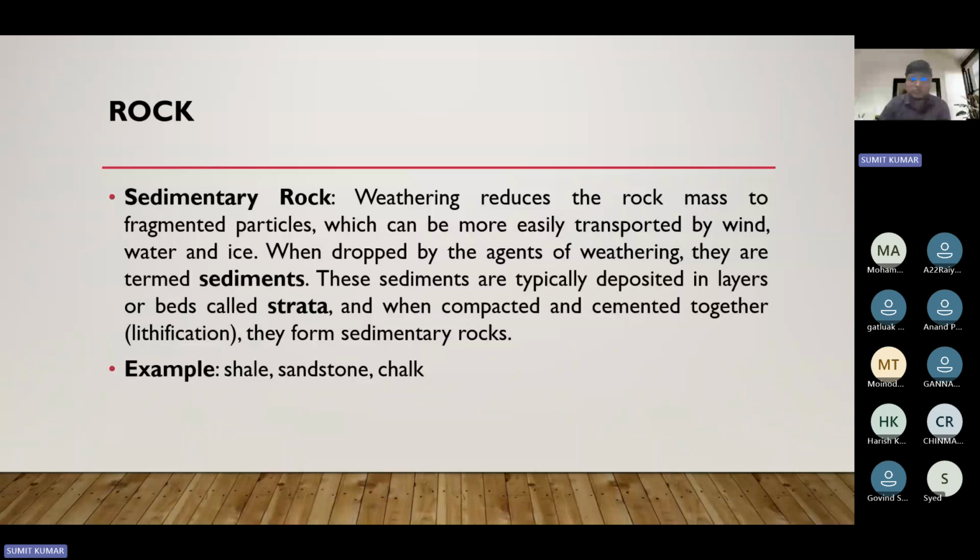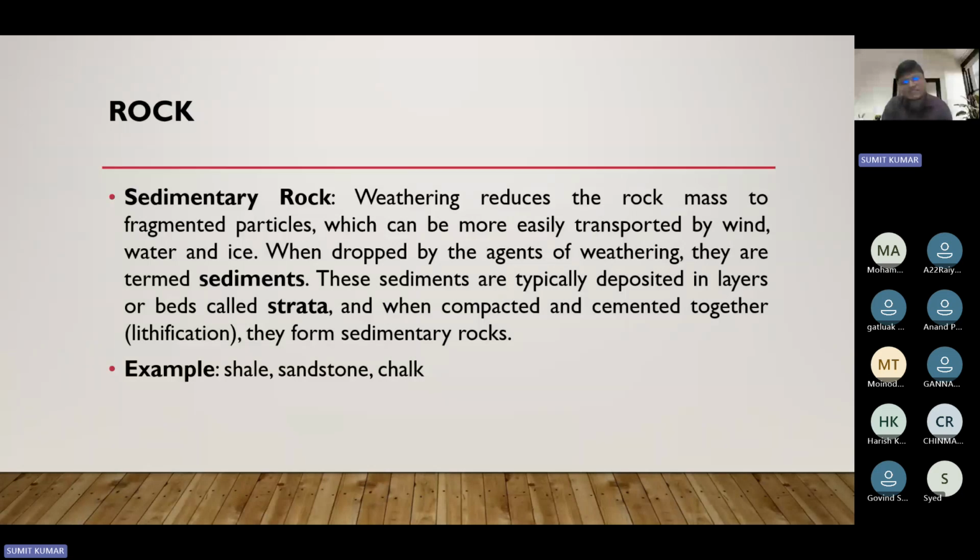But weathering reduces the rock mass. How does it reduce the rock mass? It breaks the big particles into small particles, and once they become small, they are easily transported by wind, water, or ice. What I have said earlier is written over here: when dropped by the agents of weathering, they are termed sediments.